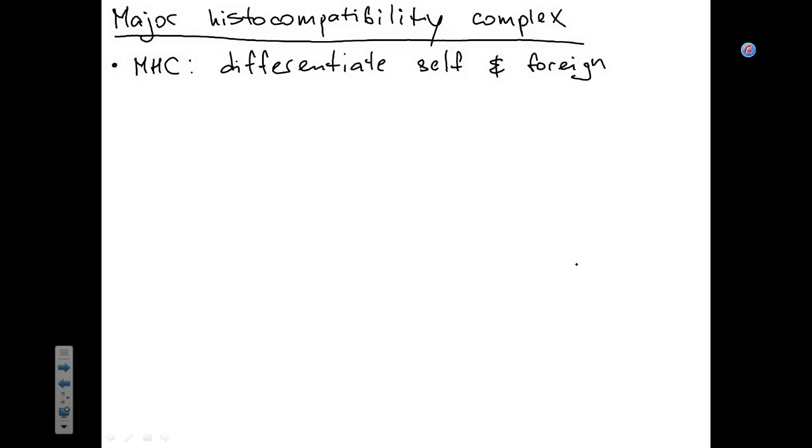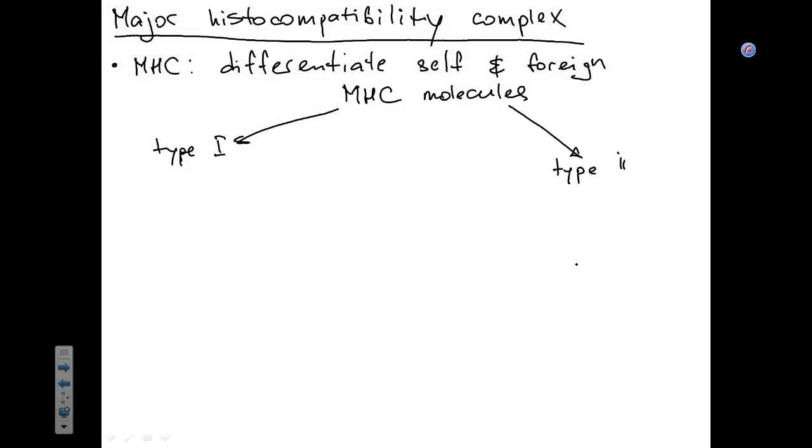Make sense? There are two types of MHC. MHC, you may ask, what is that? Those are proteins, molecules, on the surface of the cell. And there are two types of MHC molecules. Type 1, and not very surprisingly, type 2. Does that make sense?